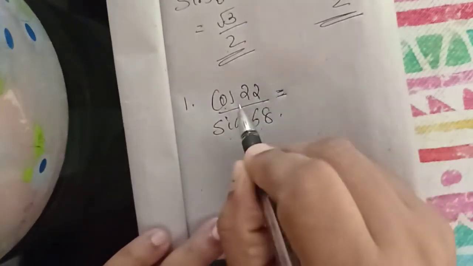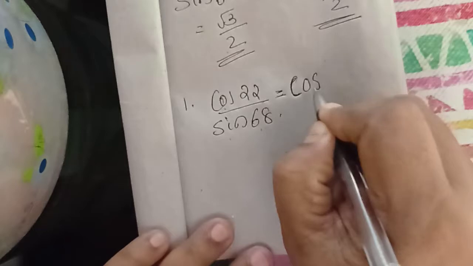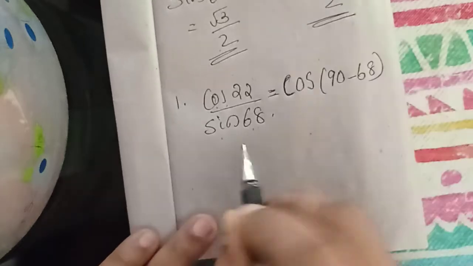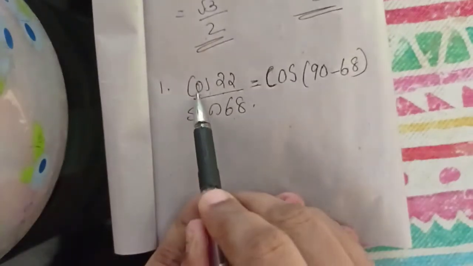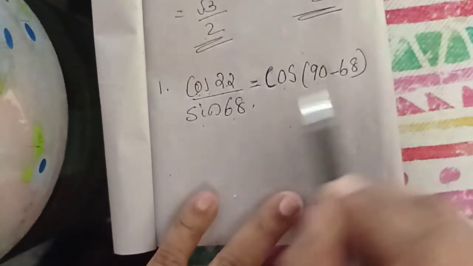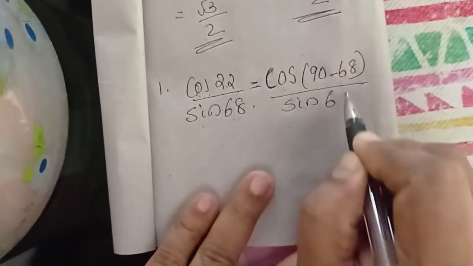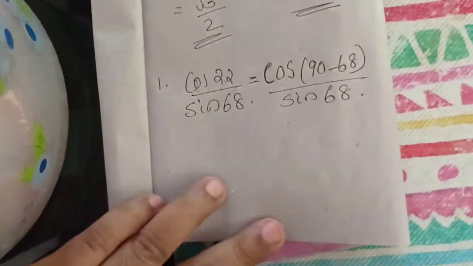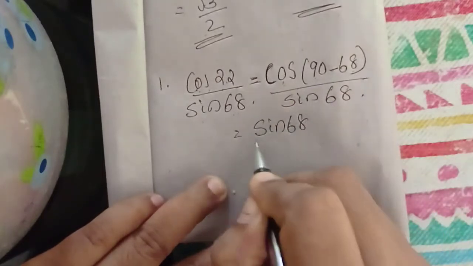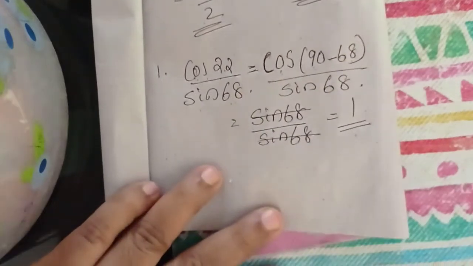Now, I am going to change the numerator. We can write this numerator as cos 90 minus 68, since 90 minus 68 is 22. Agree? Cos 22 means we can write cos 90 minus 68. There is no change in the denominator, that is sine 68. Then what is cos 90 minus A? Sine A. So sine 68 by sine 68, cancelling, you will get the answer 1.